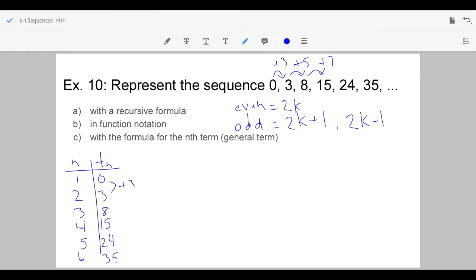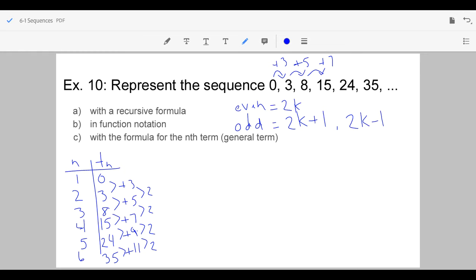Here we're adding 3. Here we're adding 5, 7, 9, and 11. You'll also notice the second differences are constant. So we'll come back to the fact that this is quadratic in a moment. That will come into play when we're talking about function notation in the general term.